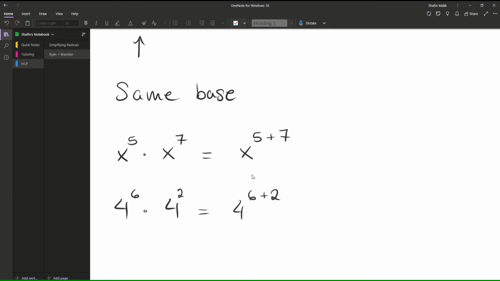In this manner. So for our first problem, the result would be x to the 5 plus 7, which results in x to the 12. And in our second example, this would simply result in 4 to the 6 plus 2, which results in 4 to the 8th.